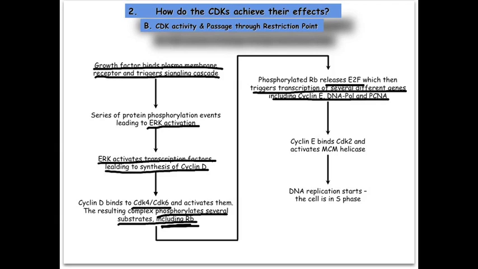Cyclin E then binds to CDK2, therefore activating it and allowing it to phosphorylate the MCM helicase. Active MCM helicase opens the DNA, therefore allowing for the beginning of DNA replication, which is the event that marks the beginning of the S phase.